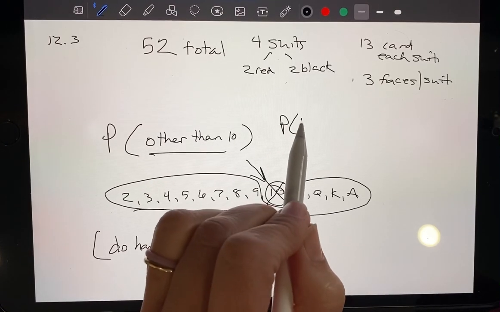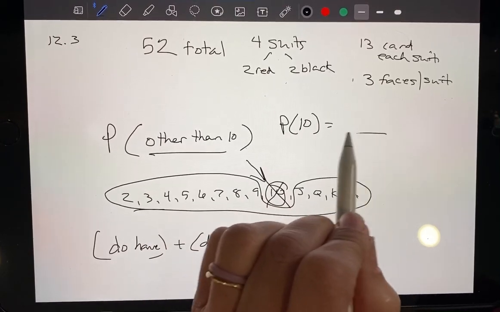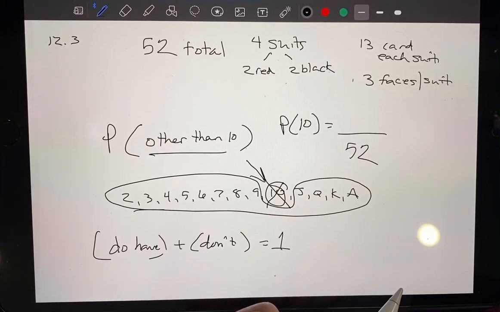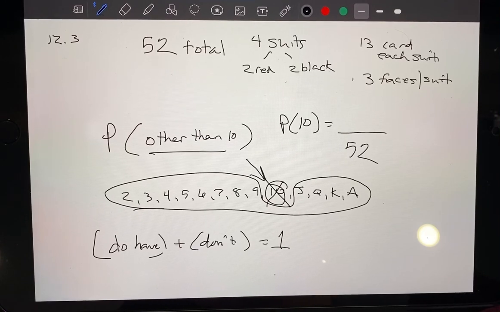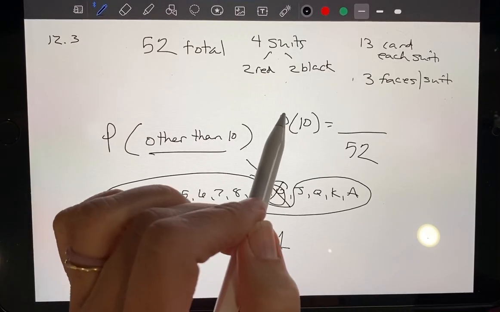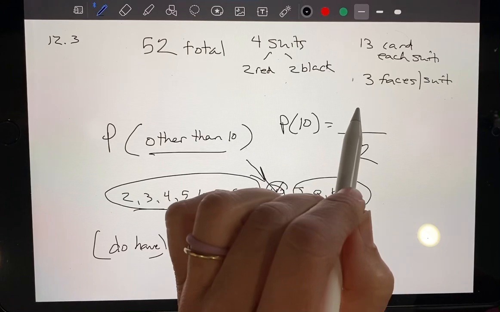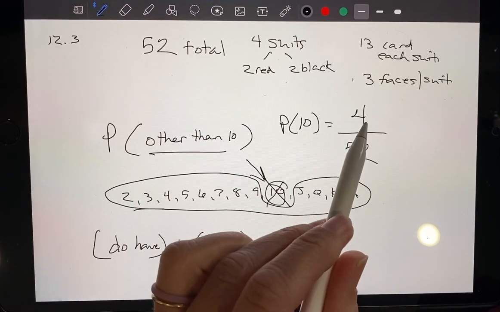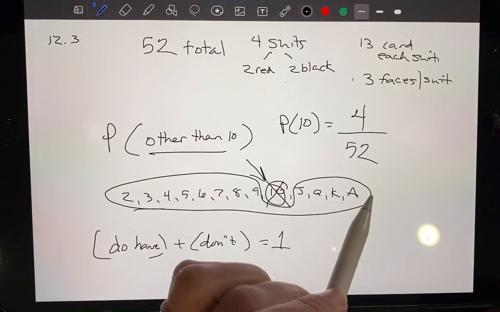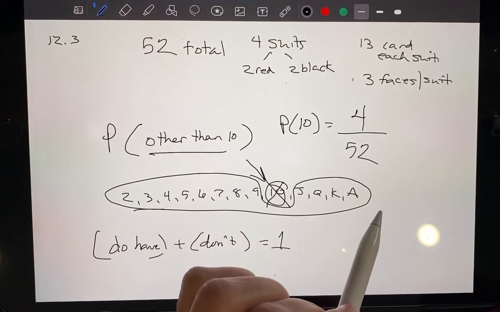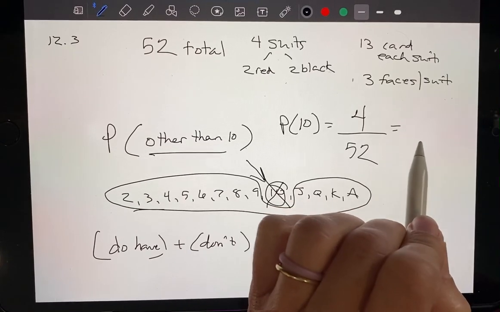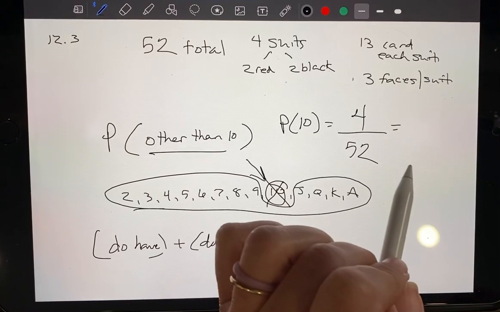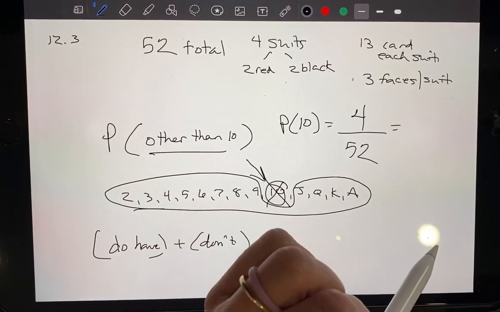So the probability of drawing a 10 means that I have 52 cards. How many ways can I draw a 10 out of 52 cards? Well, there's 4 suits. Each suit has a 10 in it. So there are 4 10s in there. I could draw a 10 of hearts, a 10 of diamonds, a 10 of spades, or a 10 of clubs. So this is going to give us a percent, but let's not deal with the percent first.